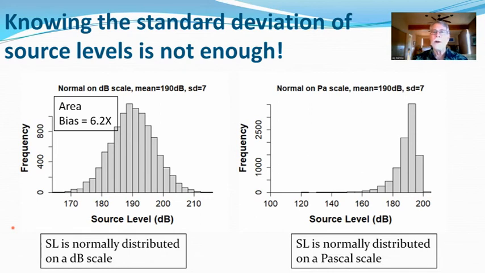As I showed you earlier, the area bias associated with the distribution that's normal on a dB scale was 6, whereas the area bias is much less if the natural variation in source level is normally distributed on a Pascal scale. And frankly, we don't know how the natural variation is distributed for, I think, any marine mammal.